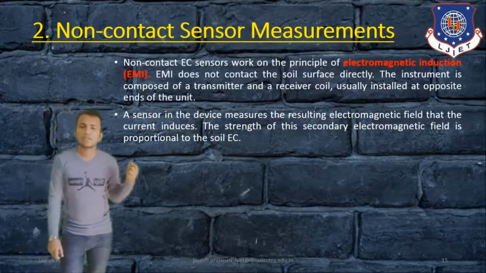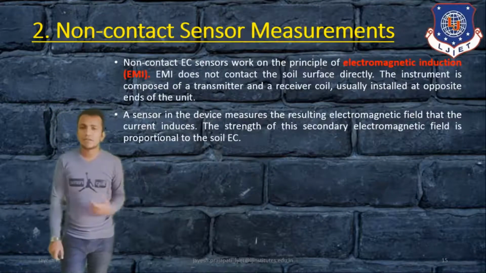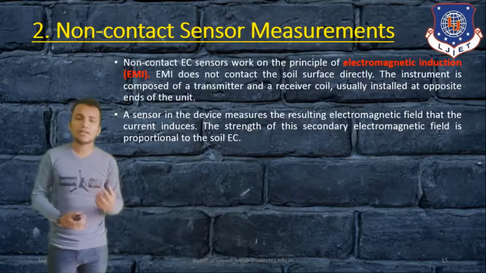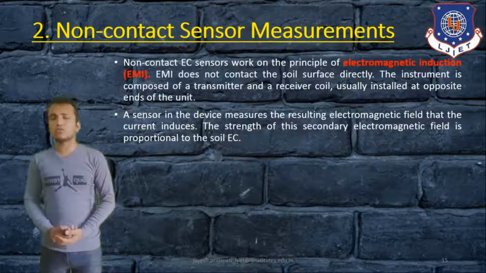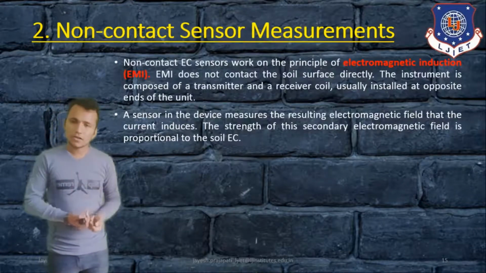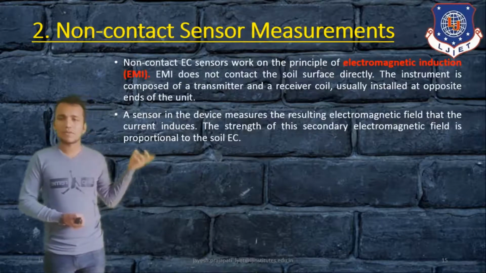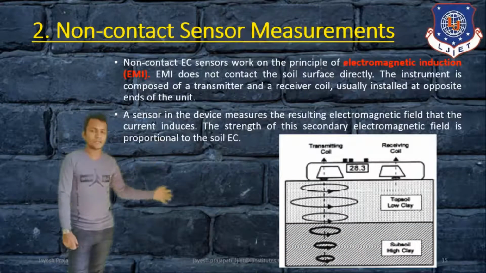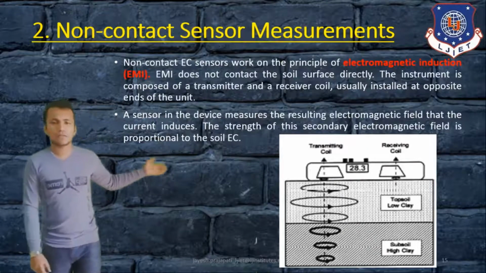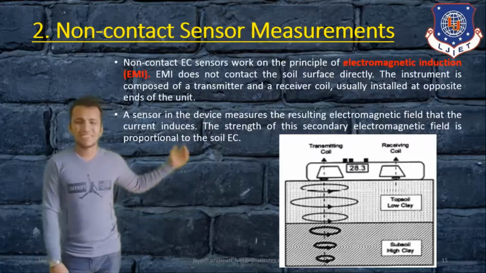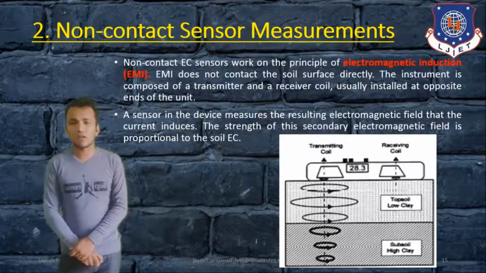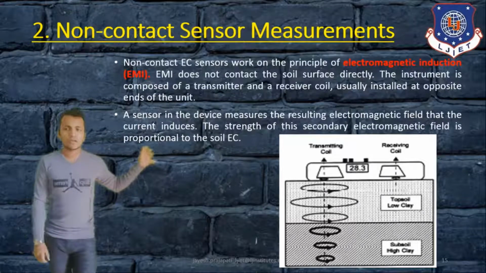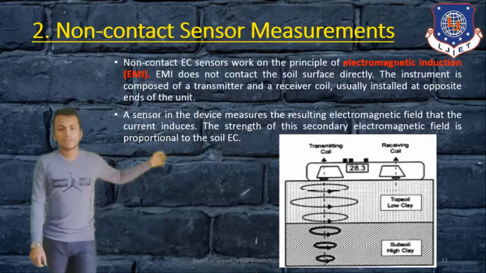Then a sensor in this device measures the resulting electromagnetic field, that is, the induced current. The strength of the secondary electromagnetic field is proportional to the soil electrical conductivity. So it works on this principle. In this figure you can see the transmitting coils and receiving coils used for measurement of electrical conductivity. If we want to see the figure for the non-contact type, it looks like this.